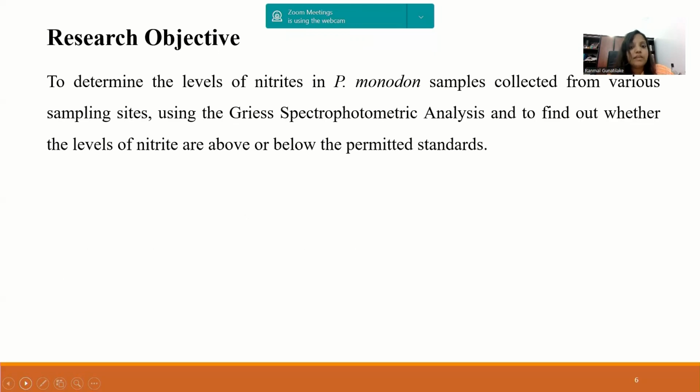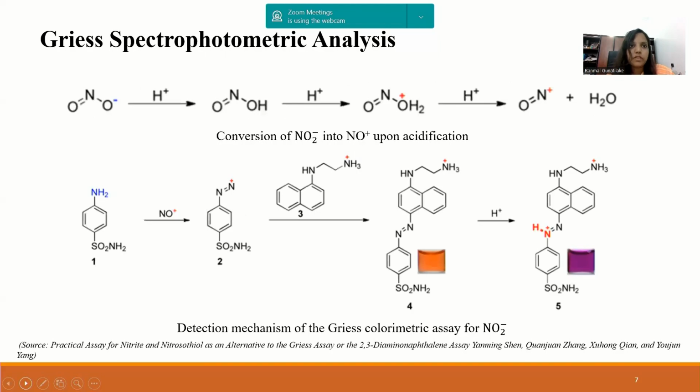To determine the levels of nitrites in these black tiger prawns, P. monodon samples were collected from various sampling sites, and the Griess spectrophotometric analysis method was used to find out whether the levels of nitrite are above or below the permitted standards.